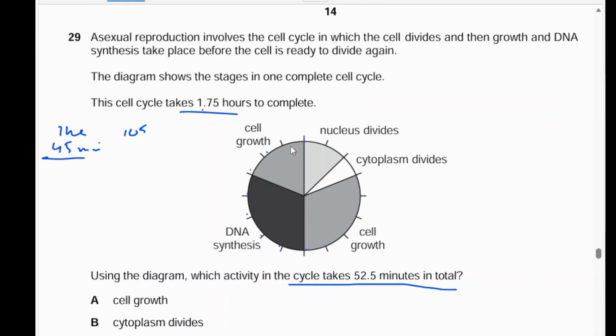No, no, no. It cannot be. DNA synthesis has a lesser impact, quite a lesser impact. It would be around 30 to 40% of the time. So nucleus division is also not there. Cytoplasm division is also not there. So the largest impact is by cell growth. Look, there are two cell growths. There are two areas which show the cell growth. So it would be cell growth.